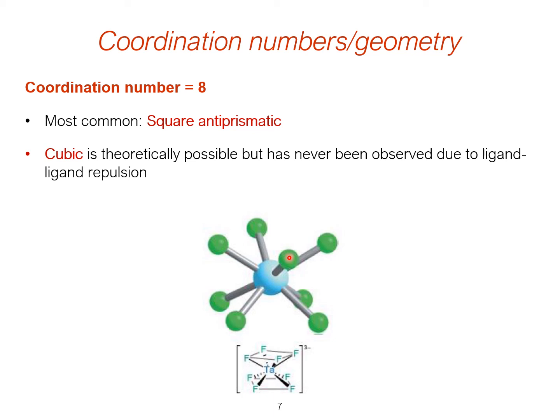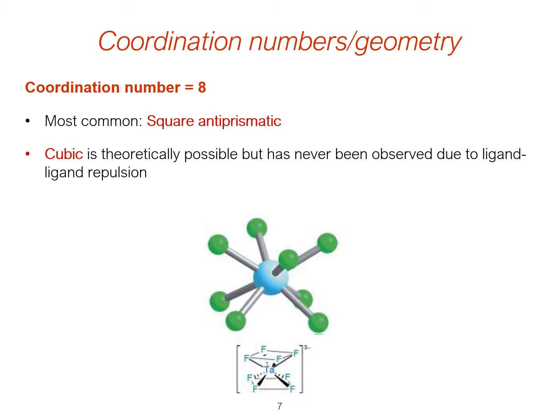This is due to the ligand-ligand repulsion. So you can imagine this ligand is much freer, having this gap underneath. Whereas if it was directly above this ligand, there'd be repulsion. So they just always revert to this square anti-prismatic geometry.